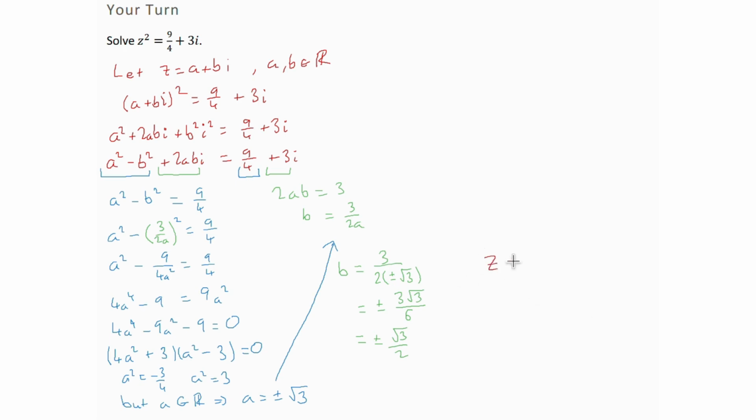That means our solutions to the original equation are z equals a plus bi, where a is √3 and b is √3 over 2 times i, or z is equal to negative √3, and then the negative version of this, negative √3 over 2 i. So our two solutions to this particular equation are these.